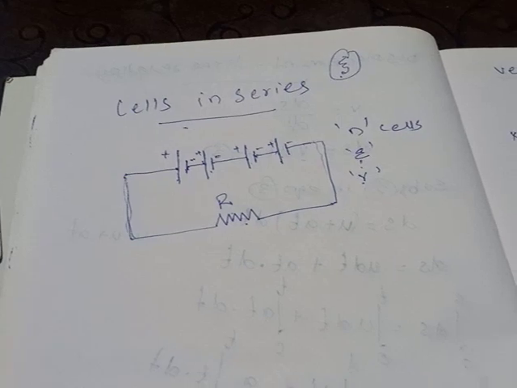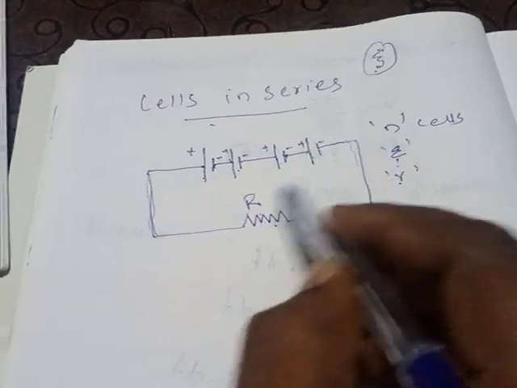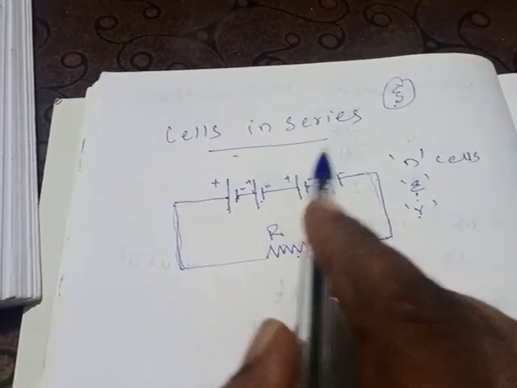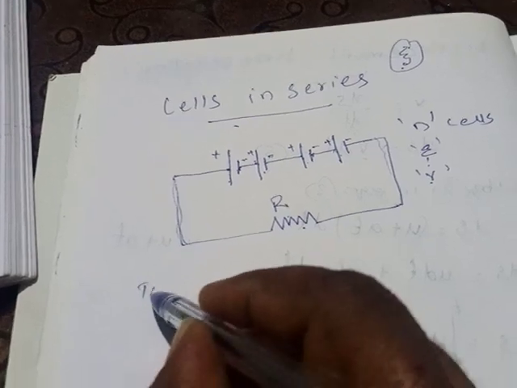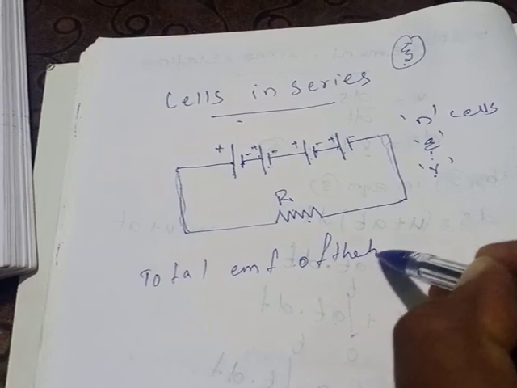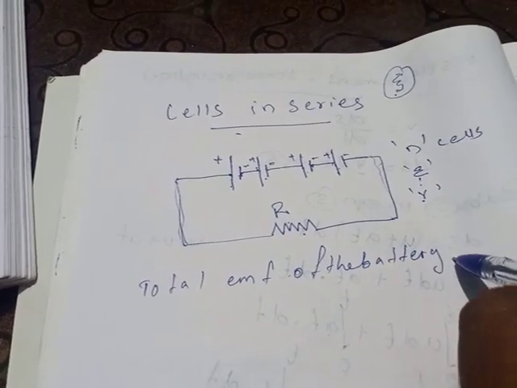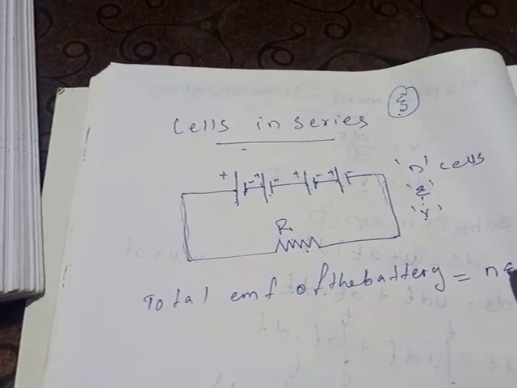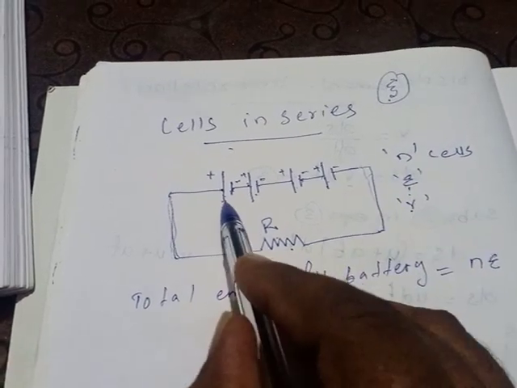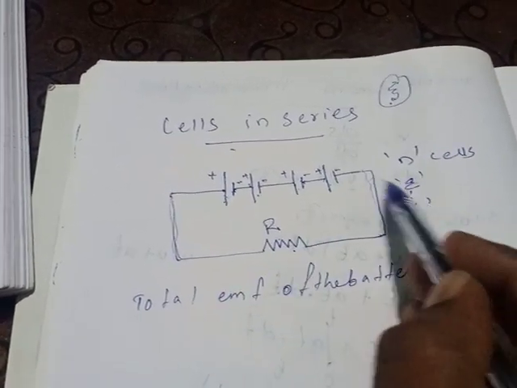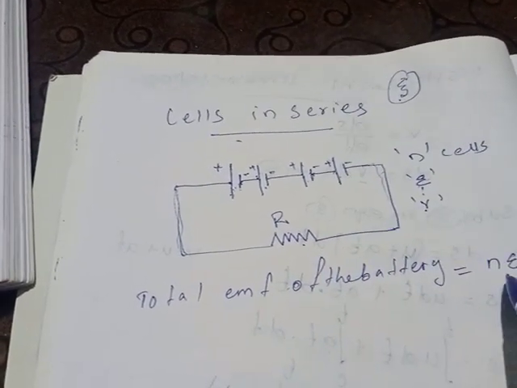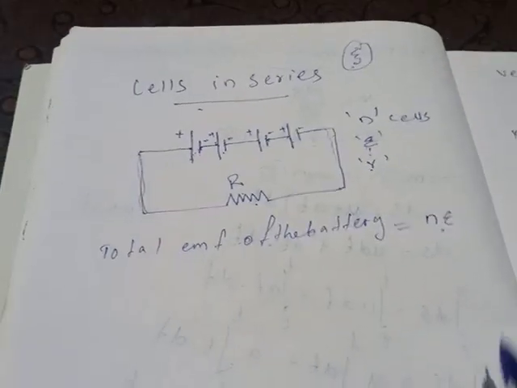Let us see what will be the total EMF of this battery. Here N cells are connected, so what will be the total EMF? The total EMF of the battery is N epsilon. Each cell has epsilon EMF, so N cells mean N epsilon. That is what is written here.